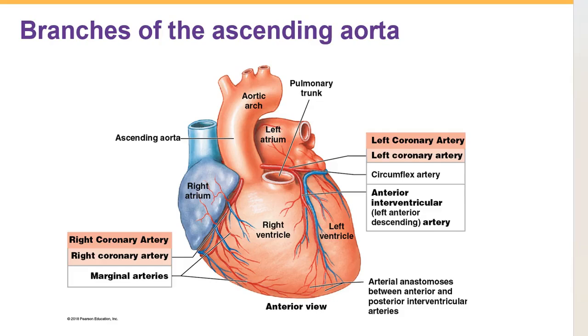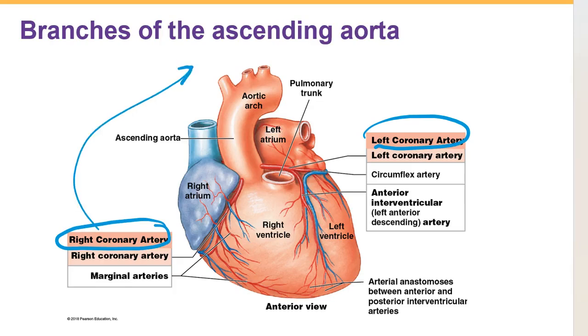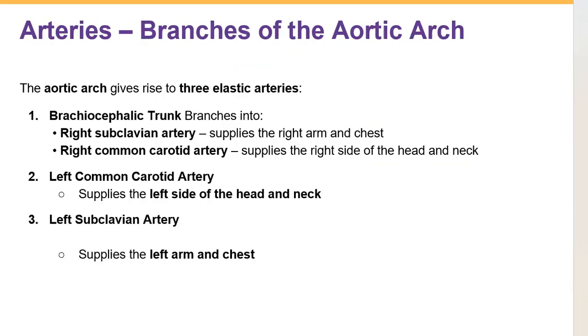The first part of the aorta, the ascending aorta, gives these two branches to the heart wall itself. So we have our coronary arteries, right and left, which supply the right side and the left side of the heart, and these are the branches of the ascending aorta. And then let's go over the branches of the aortic arch.